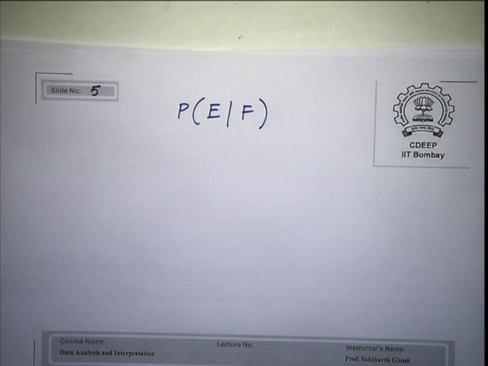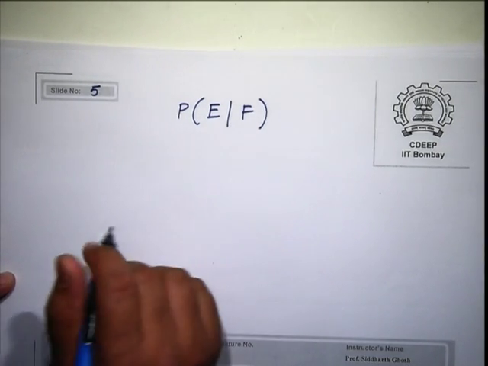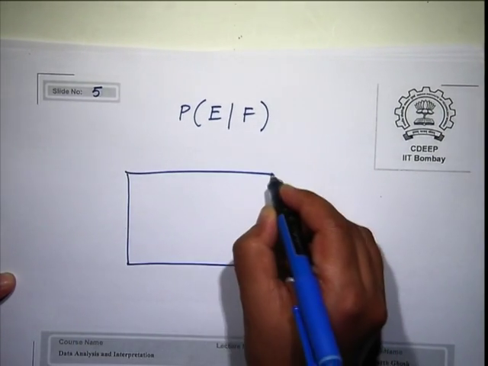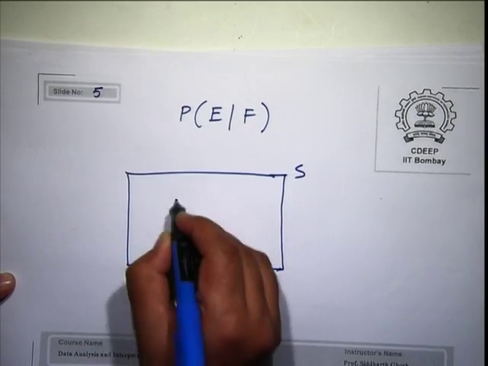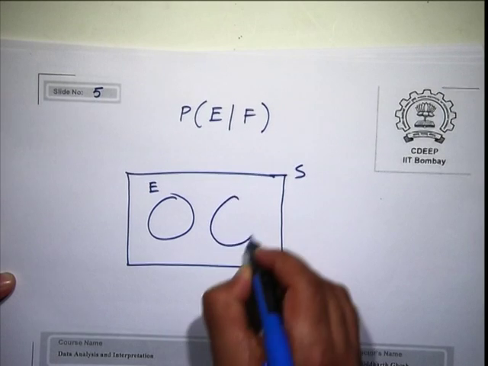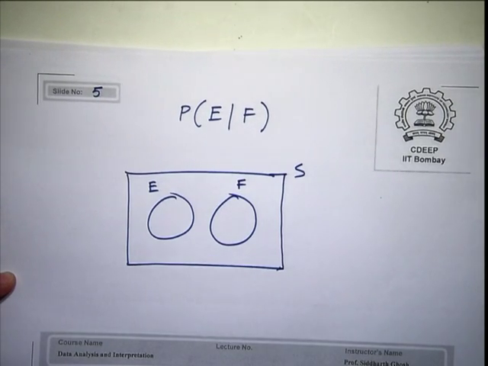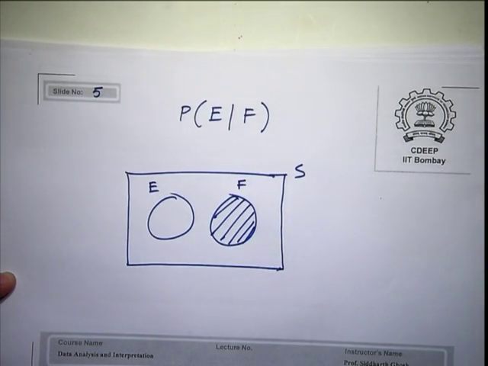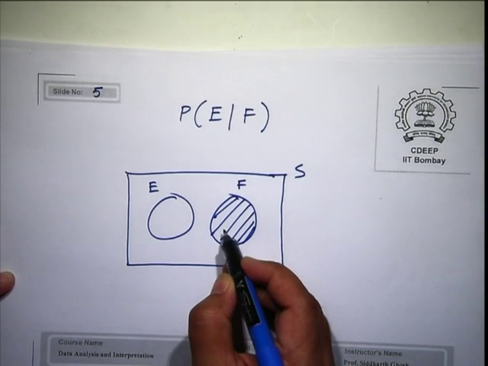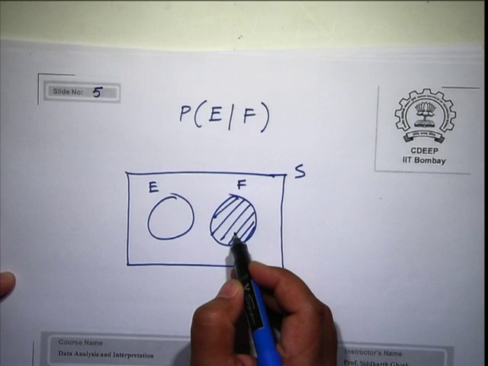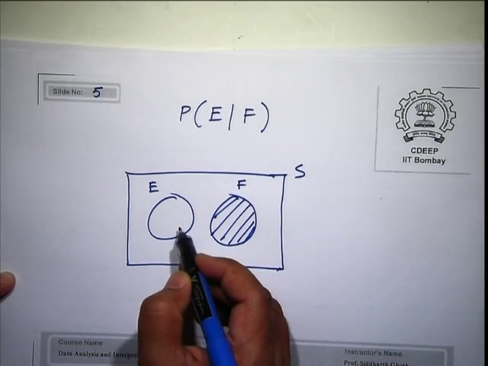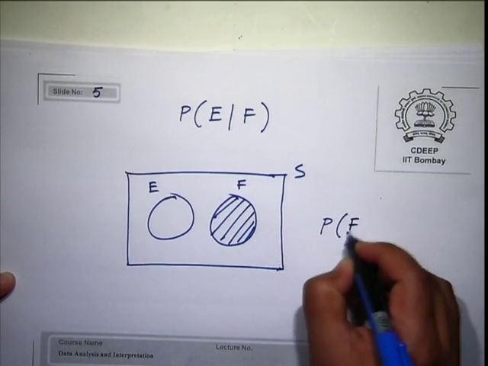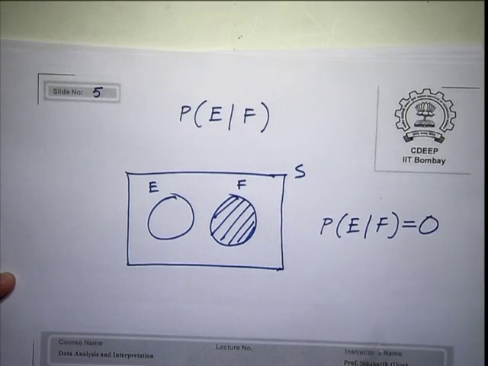So, for two events which are mutually exclusive, what is the probability of occurrence of E given that F has occurred? F has occurred means your sample space has reduced to this shaded area, only F. Your outcome has to lie in that area. Now, if the outcome lies in that area F, then there is no likelihood that it would be in this area E. So, for mutually exclusive ones, you will have this equal to 0.